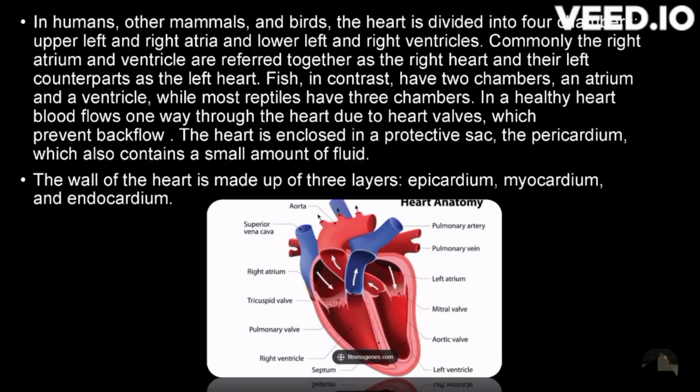In a healthy heart, blood flows one way through the heart due to the heart valves, which prevent backflow. The heart is enclosed in a protective sac, the pericardium, which also contains a small amount of fluid. The wall of the heart is made up of three layers: epicardium, myocardium, and endocardium.